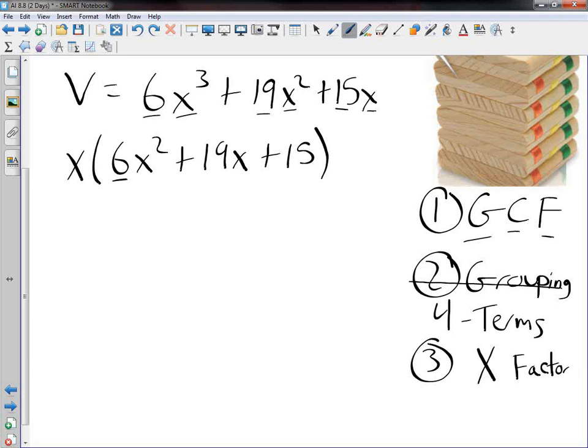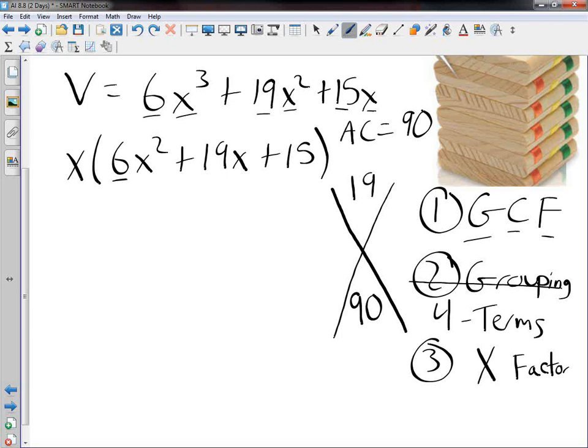Since this right there is not a 1, we're going to have to do the AC. So A times C, that's 6 times 15. Six times 15, which is, let's see, 90. So we need 2 numbers that multiply to 90, but they need to add to get 19.